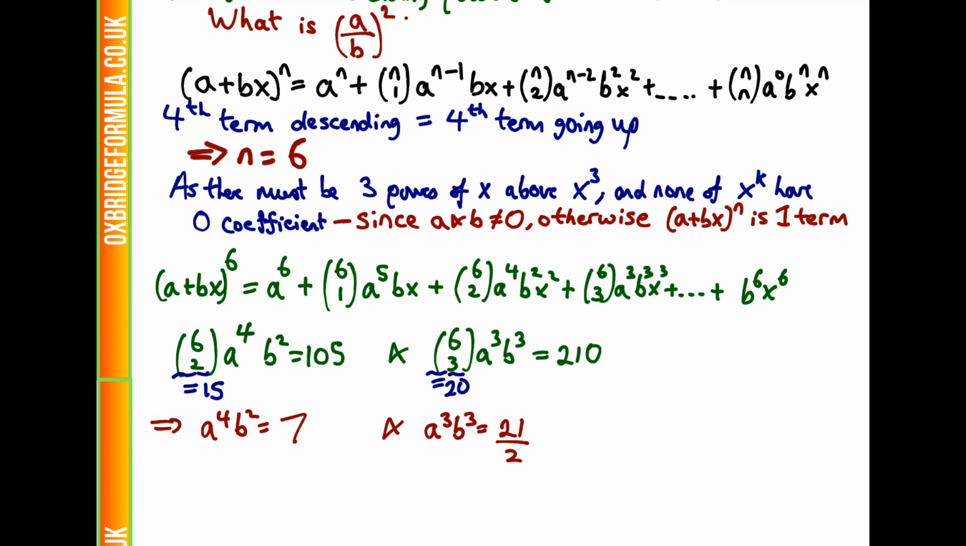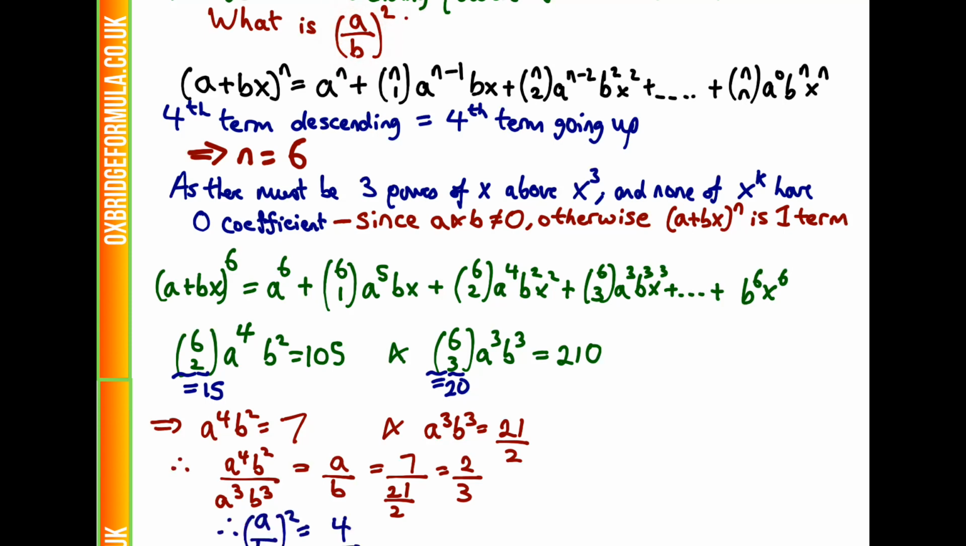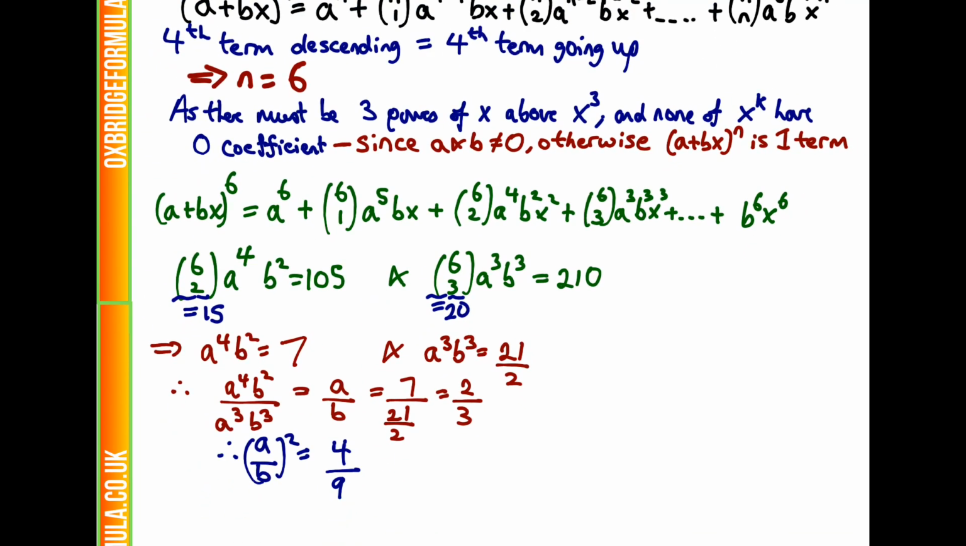How might we get a over b from this? Well, you see that if you divide this term by this term, we get precisely a over b. So this is equal to 7 divided by 21/2, which simplifies to be 2/3. But we want (a/b)², which gives us exactly 4/9. So our answer is B.